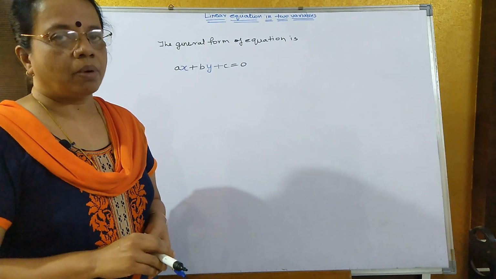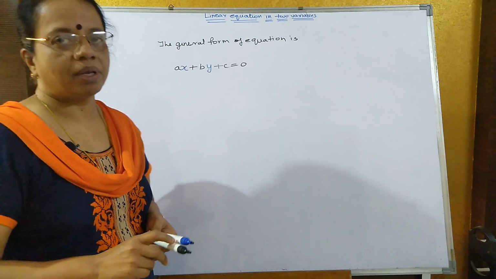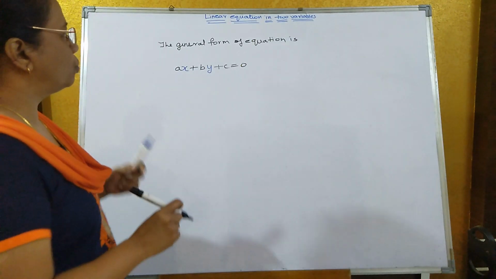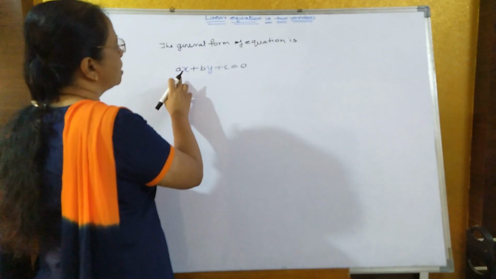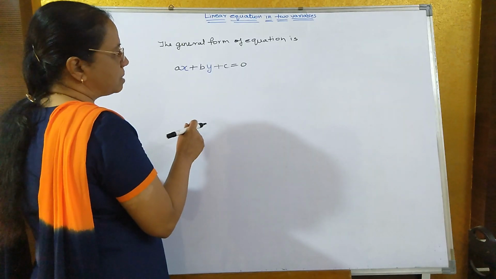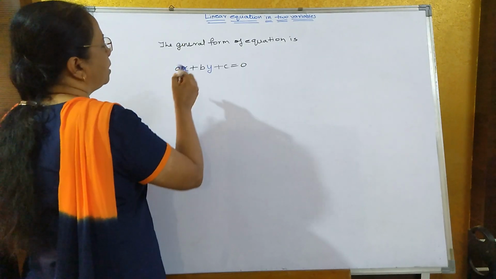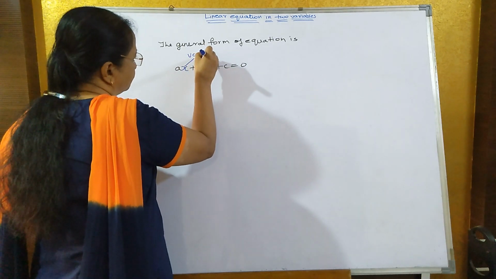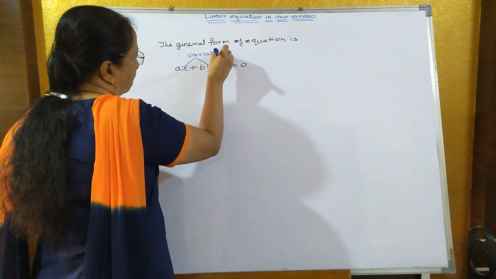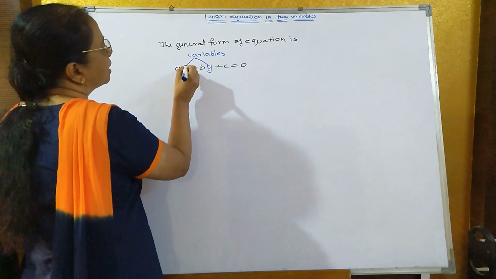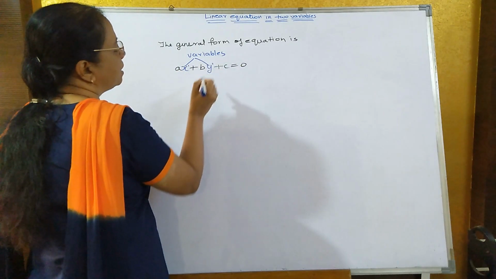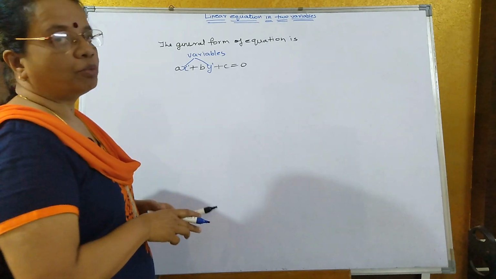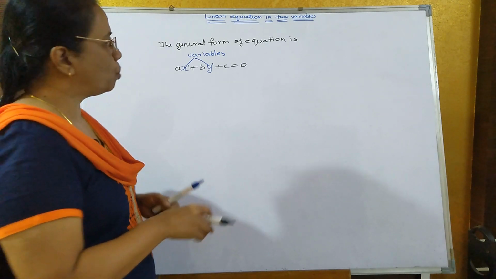Algebra lesson number 1, linear equation in two variables. Now what is the meaning of linear equation in two variables? The general form of the equation is ax plus by plus c equal to 0, where x and y are known as variables, and the degree of x is 1 and the degree of y is also 1. Then it is said to be a linear equation in two variables.